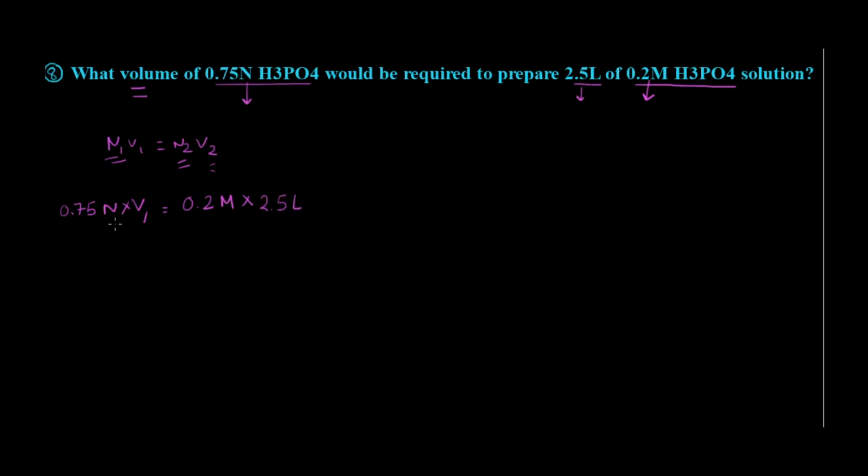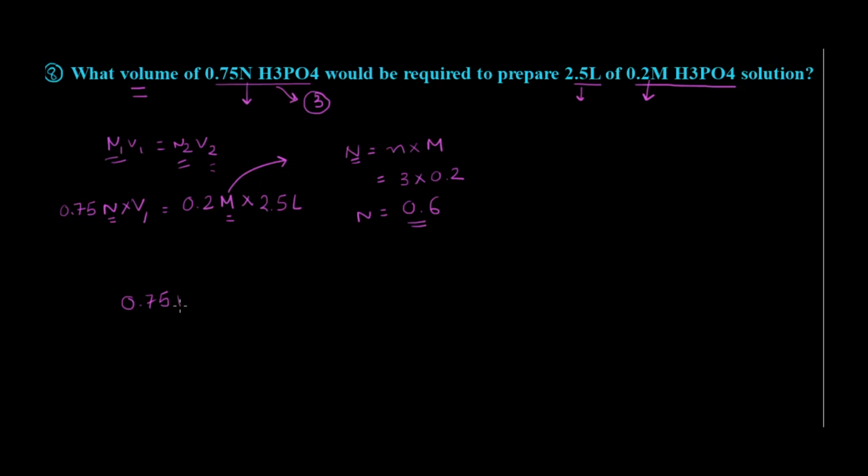Now look at this. This is in normality, this is in molarity. So what I need to do is convert either of the units. So what I'll do is I will convert this molarity into normality, and then I will put that value over here. So we know the relation between normality and molarity is N = n factor × M. Normality is what I'm looking for for this solution. So the n factor, since it is H3PO4, I would have n factor of 3. Molarity is 0.2. So if I convert this to normality, I get an answer of 0.6. Let's put this value over here.